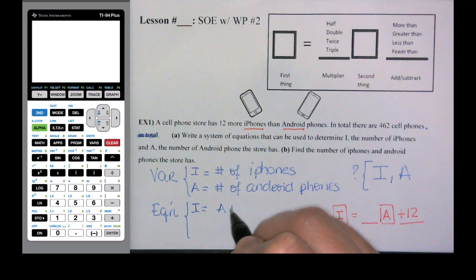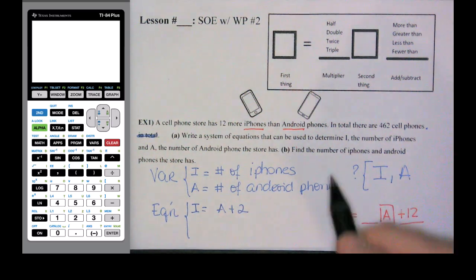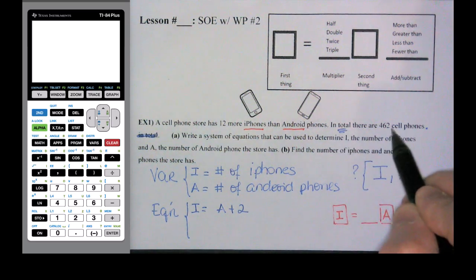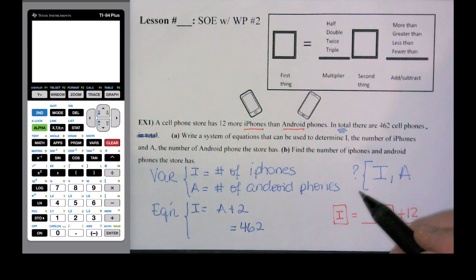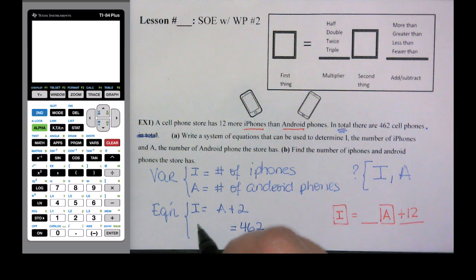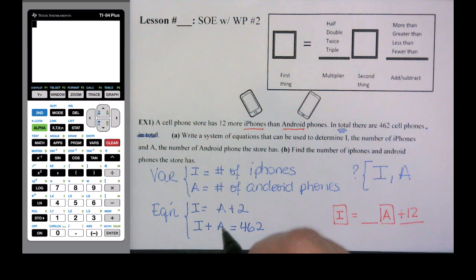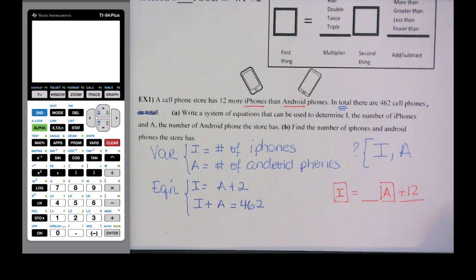So I equals A plus 12. Now it says here in total there are 462 cell phones. Well, so total would be equals 462. What kind of phones do we have in this store? We have two types of phones. We have the iPhone and the Android phone. So that basically will be my second equation: I plus A equals 462. So there we go. We have a system of equations.